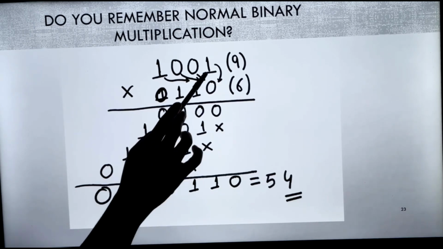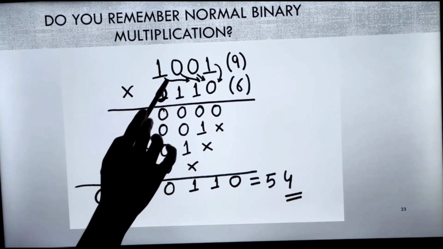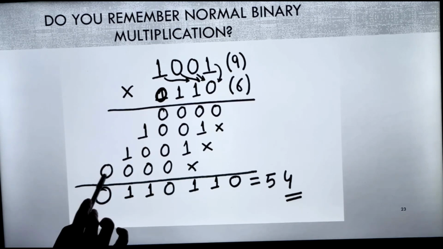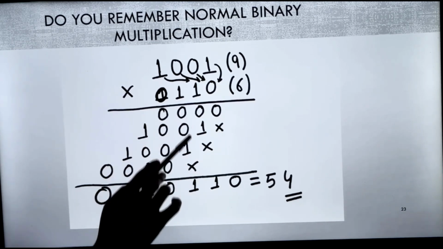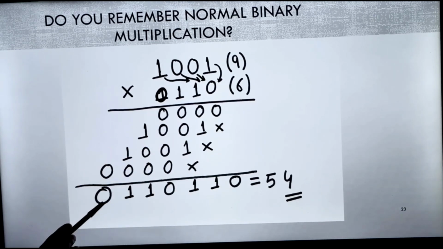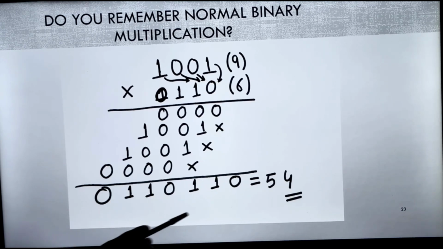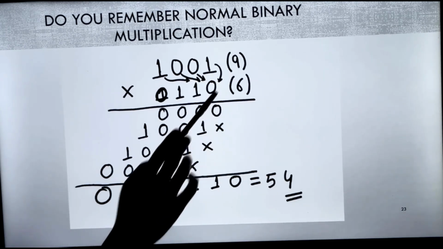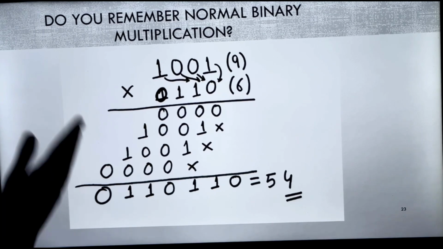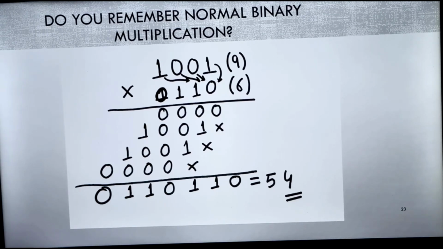So one more bit I am moving, and finally 1 into 0 is 0, 0 into 0 is 0, 0 into 0 is 0, 1 into 0 is 0. Then you just add all these bits, normal binary addition. What am I getting? This one. If you convert it back to a decimal number, you will get 54, and 9 into 6 is 54. So this is the correct result. This is how we do the traditional binary multiplication, right?